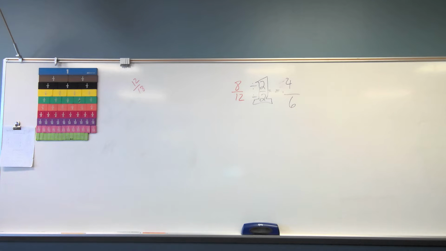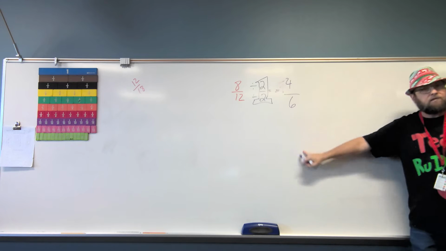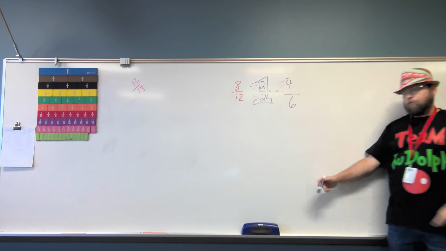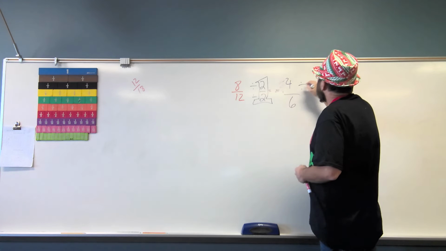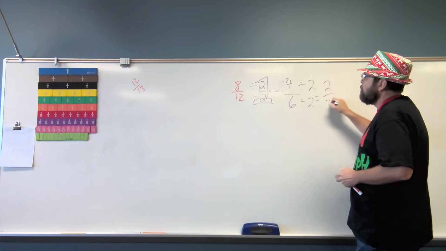But wait, Garrett. Looking at 4/6, what can you tell me? You can divide it by 2 again. I can divide it by 2 again because they're both even. Since they're both even, that tells me they can be divided by 2. So I can divide by 2 again, and I would get 2/3.